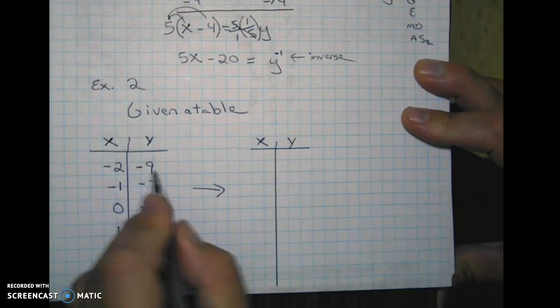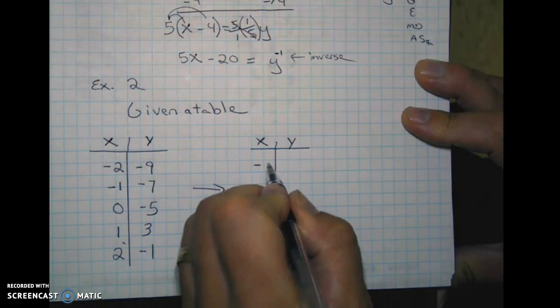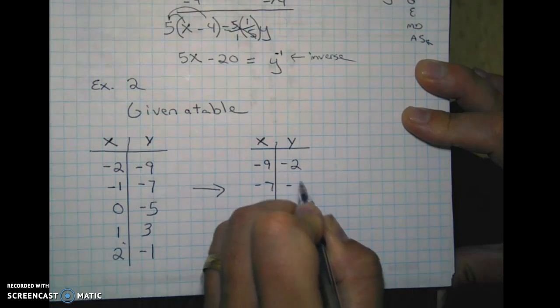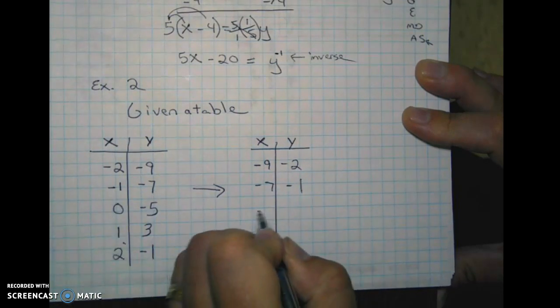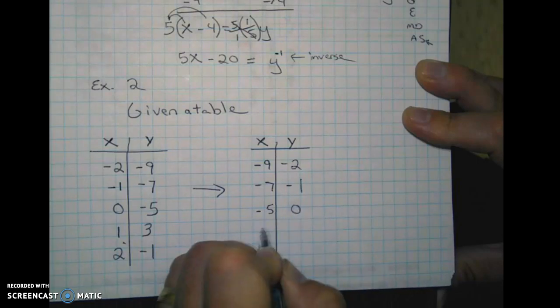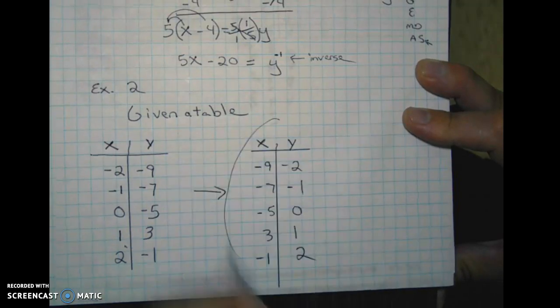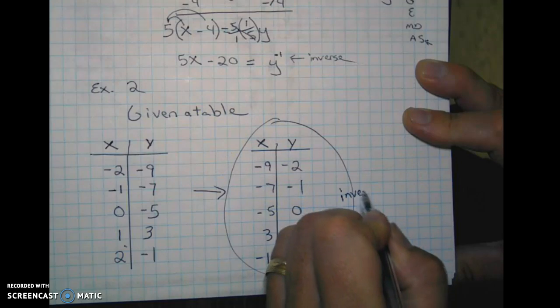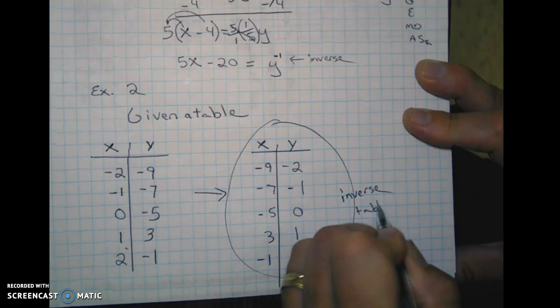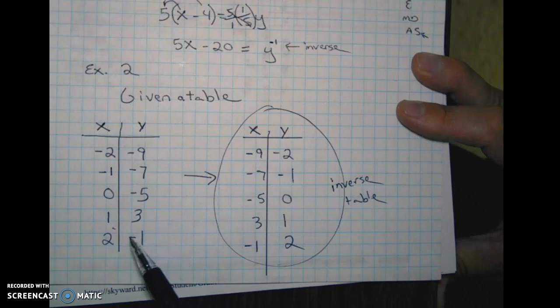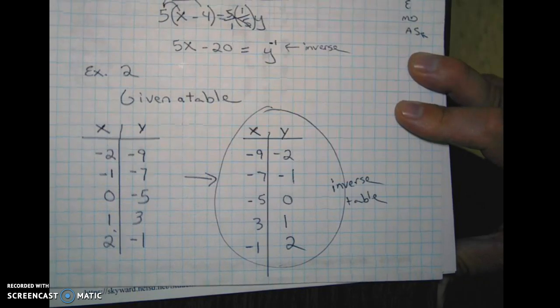So our inverse table, switching the x and the y. Notice the sign doesn't change. We're just switching them. And here is our inverse table. So if we wanted to see what they look like, we could graph this one, connect the dots, and then graph this one and connect the dots, and you can see your inverse graphs.